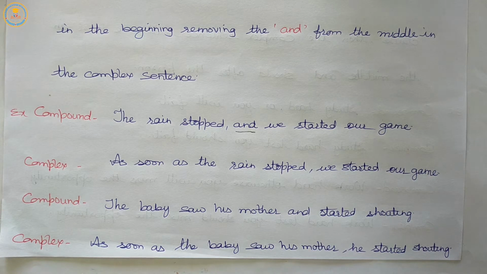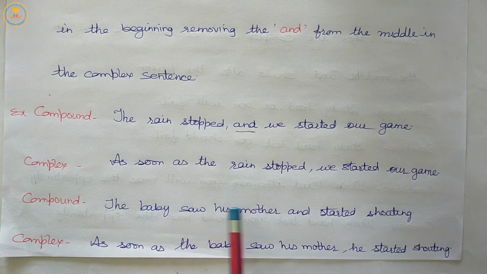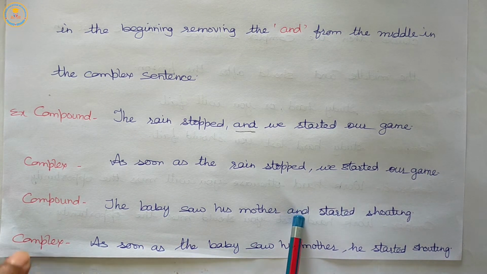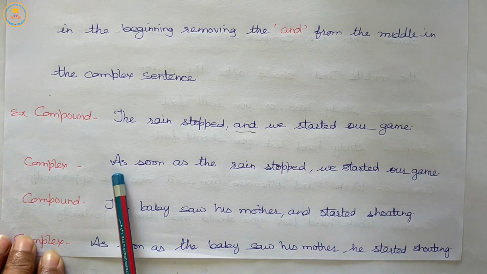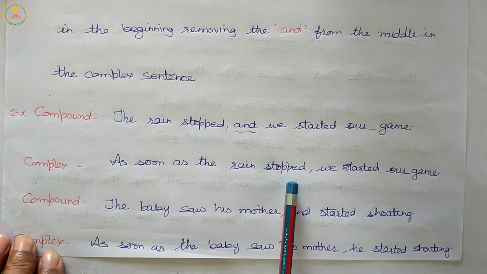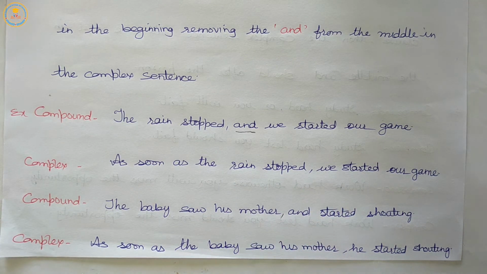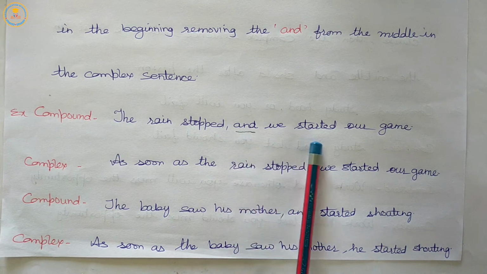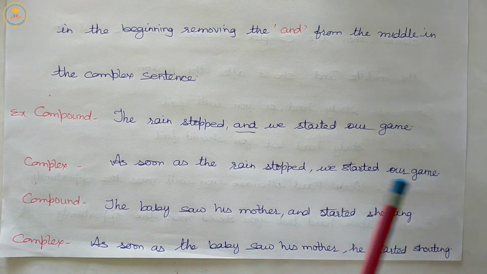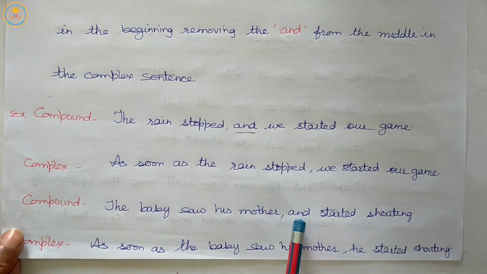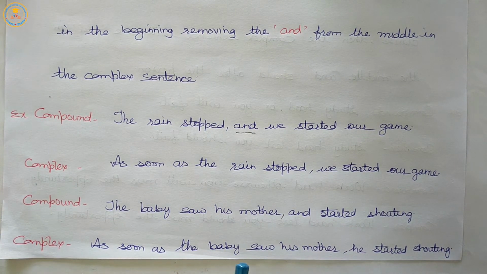So, in our third rule, what we read is that if the compound sentence has the conjunction "and", then we will start a complex sentence with "as soon as" by removing the conjunction, and we will write the rest of the sentence as it is. The rain stopped and we started our game. As soon as the rain stopped, we started our game. The baby saw his mother and started shouting. As soon as the baby saw his mother, he started shouting.